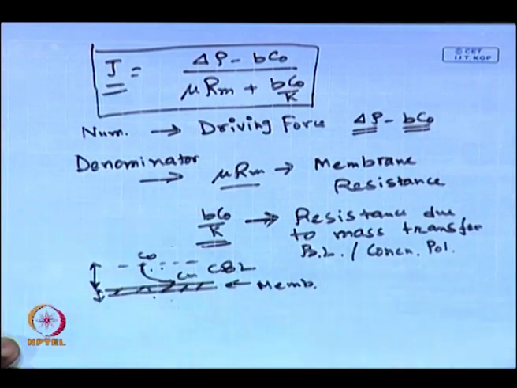So, under these simplified cases, one can have various simplified expressions of solvent flux and permeate concentration. But in an actual case where you do not have such simplification, these two equations have to be solved by trial and error using some appropriate iterative algorithm, as we have discussed earlier.